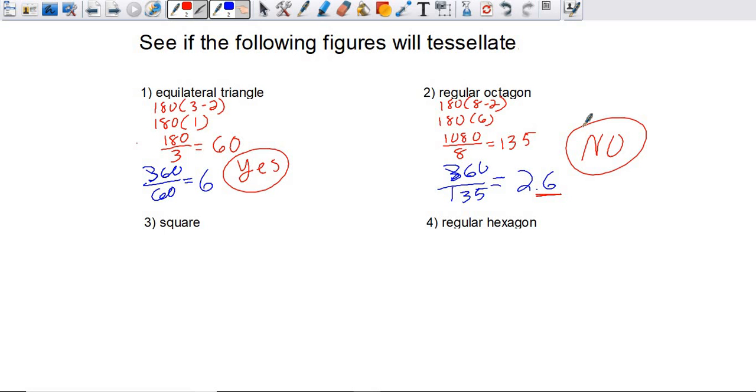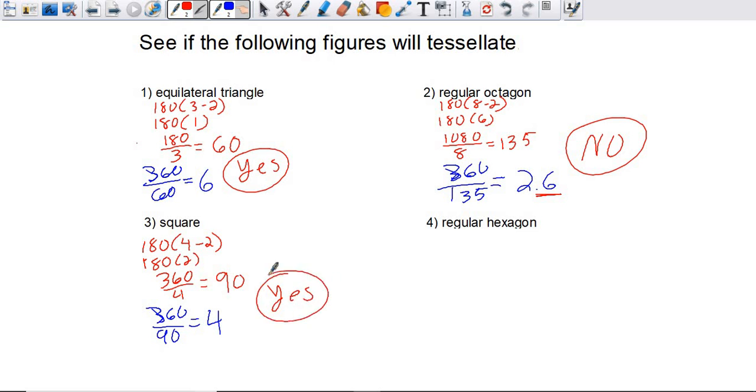For number 3, you should be able to know this one just because you see this on an everyday basis. If you look at the ceiling or at the floor, squares will always tessellate, but let's go ahead and figure out how to do it. So we take the 180 times, the square has 4 sides, so 4 minus 2. All right, so we get 180 times 2, which is 360. We take 360, we divide it by the number of sides, which was 4, and we get 90. That tells us every angle inside of a square is 90 degrees. So we take 360, divide it by 90, and we get 4. Because that is a whole number, we know that it will tessellate.